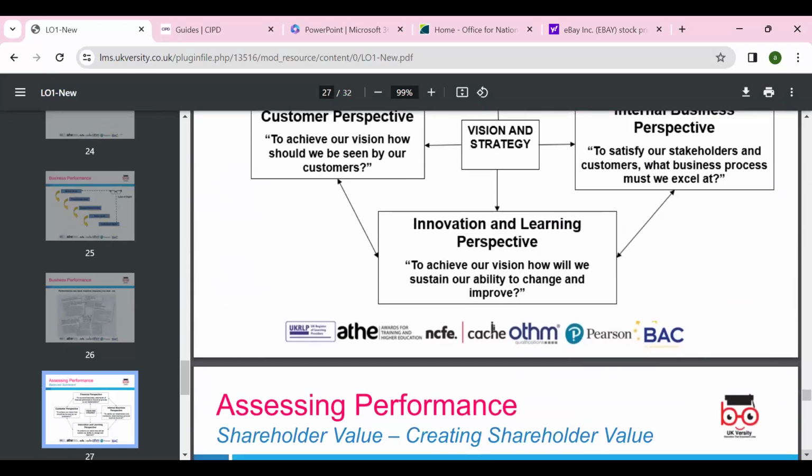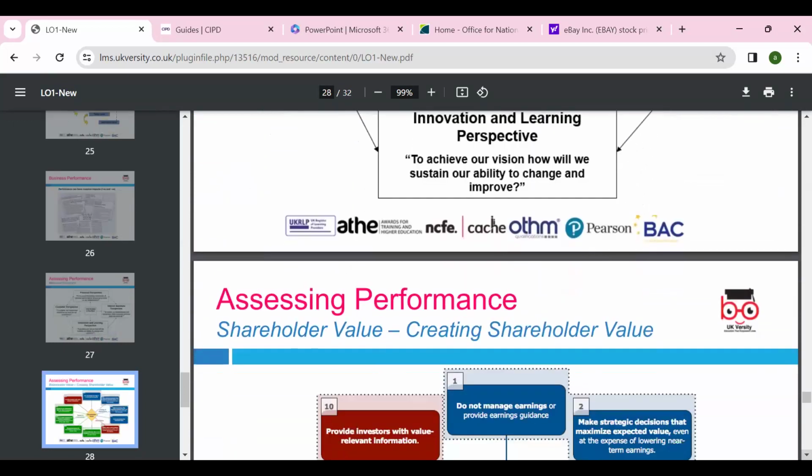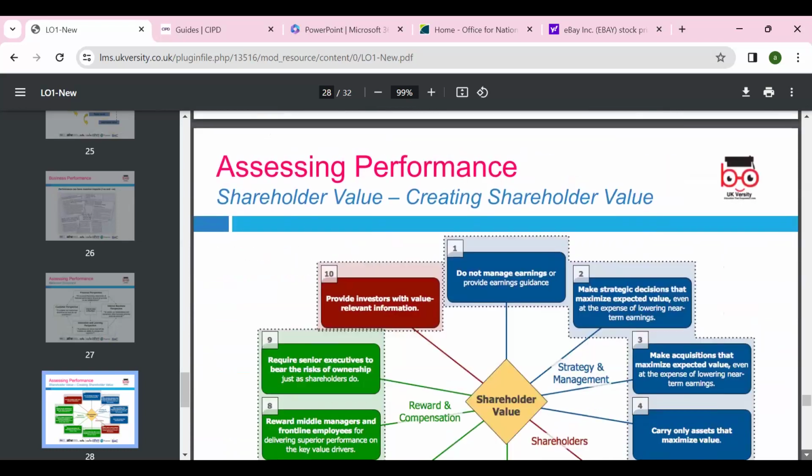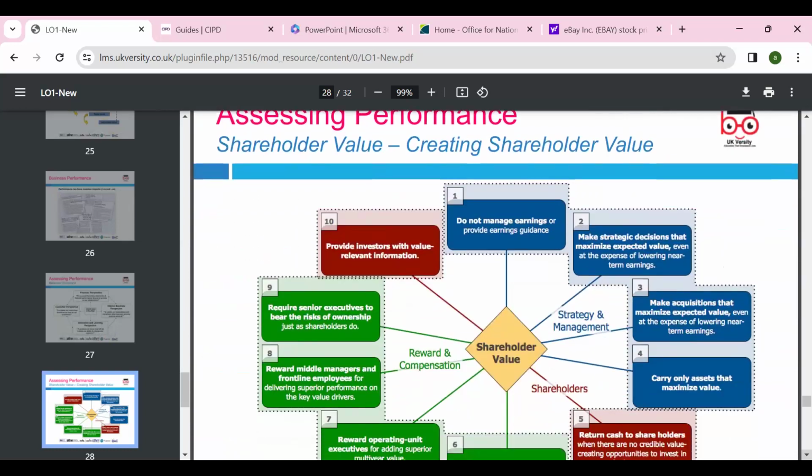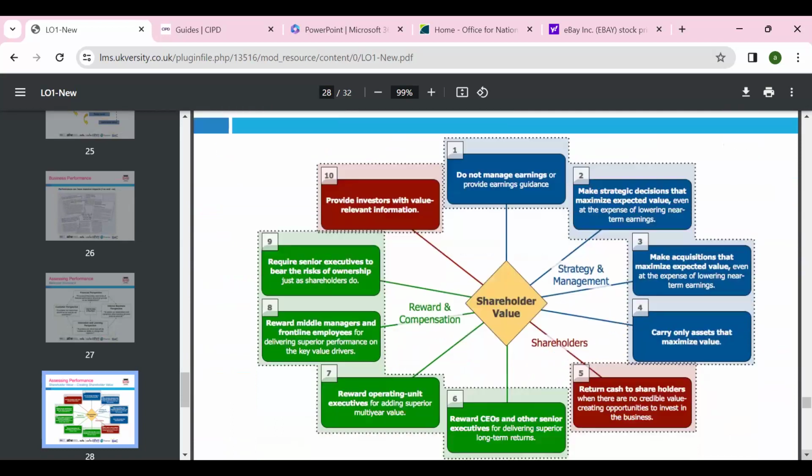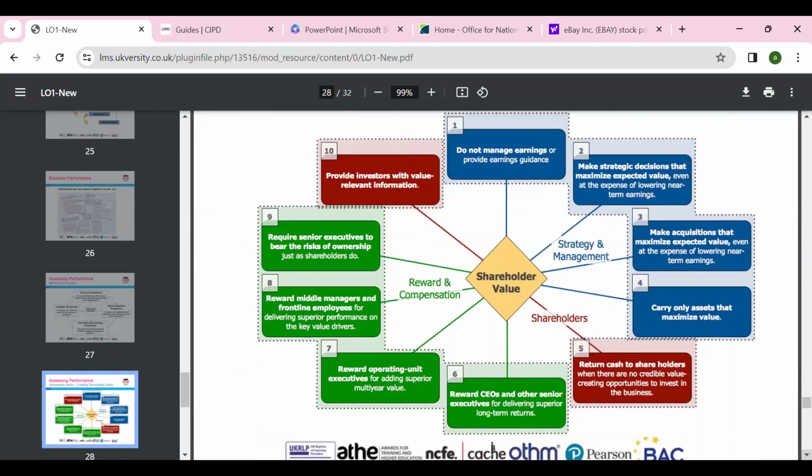So we put ourselves in the customer's shoes, see through the customer's eyes, and want to increase value. Greater shareholder value is the old concept, but we are moving from shareholder value to stakeholder value maximization. We can make strategic decisions, maybe an acquisition, carry out assessments and return cash to the shareholders.